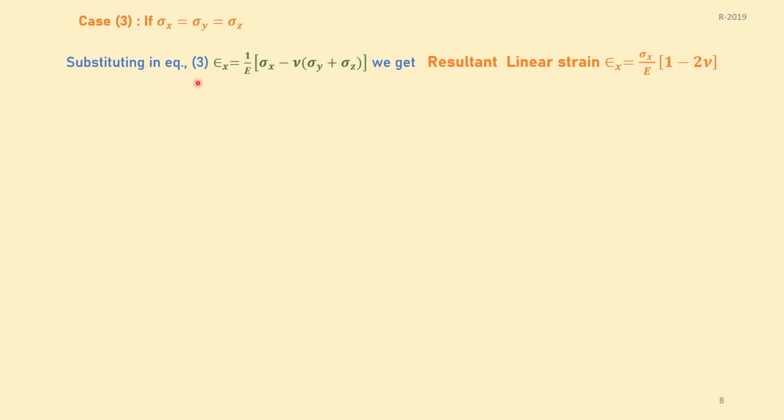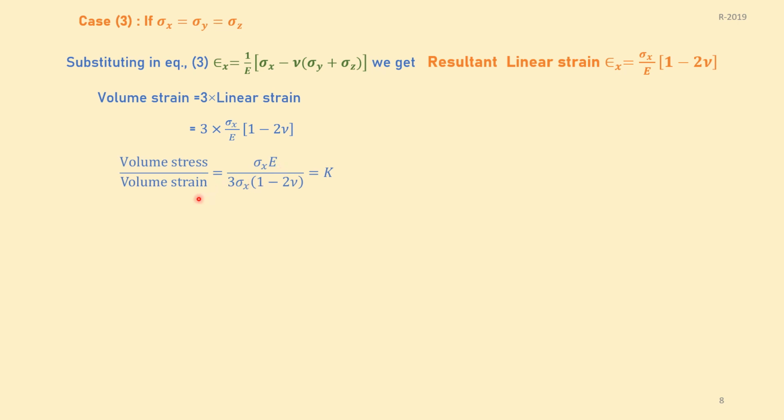Now let us again substitute the above condition in equation 3. Epsilon x is equal to 1 by E into sigma x minus nu into sigma y plus sigma z. Then we get the resultant linear strain as epsilon x is equal to sigma x by capital E into 1 minus 2 nu. Now, just like shearing strain is twice linear strain, we can also show volume strain is equal to 3 times linear strain. Even this derivation is not included in this current presentation. Now, in place of this linear strain, let me substitute sigma x by E into 1 minus 2 nu.